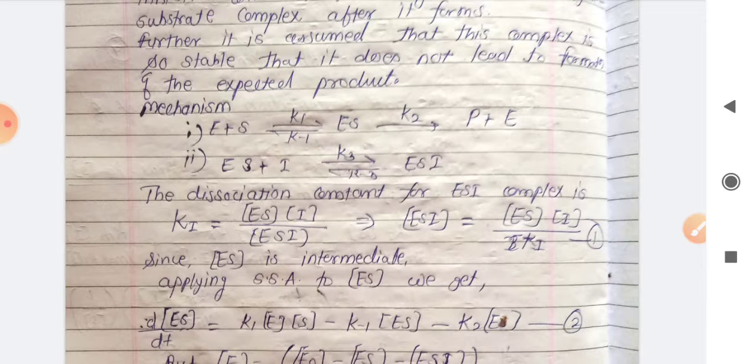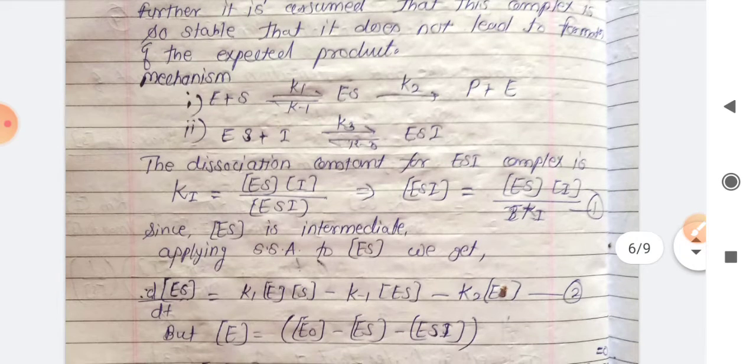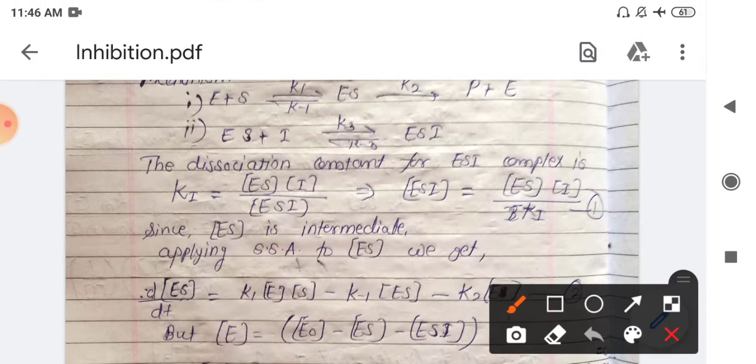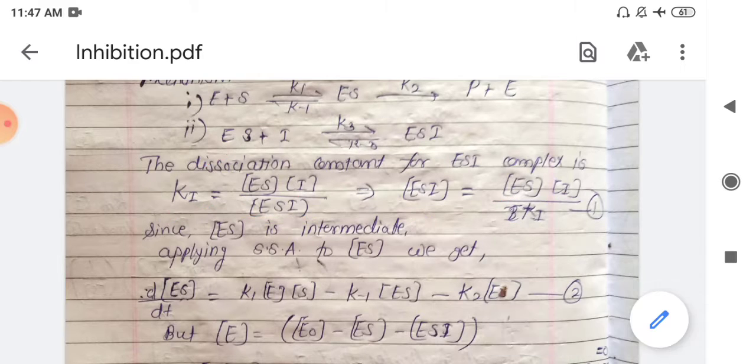As for the competitive inhibition, the first step was what? To find the dissociation constant for the given enzyme substrate inhibitor complex. So how will you obtain that dissociation constant? We just use the equilibrium method. This dissociation constant Ki is equal to what? The concentration of reactants, that is ES into I, divided by ESI. Or in other terms, the concentration of ESI is equal to ES into I divided by Ki.